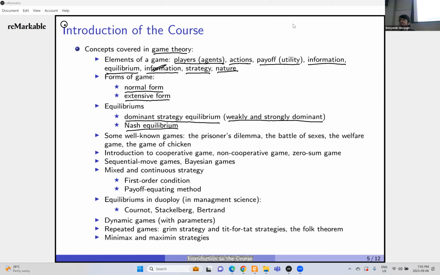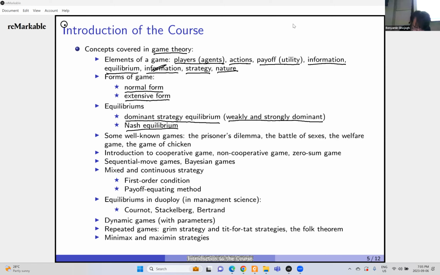Do you know John Nash? No? He was a famous mathematician. Have you seen the movie A Beautiful Mind? If you haven't, go and watch it after this class. That's a great movie.